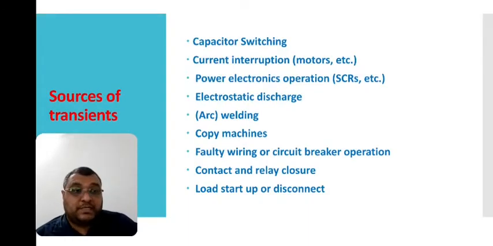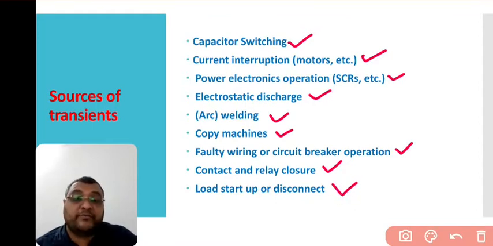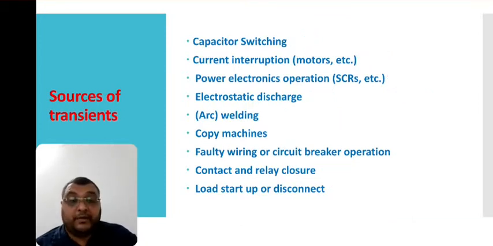These are the sources you can see which we discussed: capacitor switching, current interruption, power electronics operations, electrostatic discharge, arc welding, copy machines, faulty wiring or circuit breaker operations, contact and relay closure, load startup or disconnect. Those sources of transients we consider as internal sources. We will see what we should do in detail in this video lecture. So those are the internal causes when we are talking about transients.